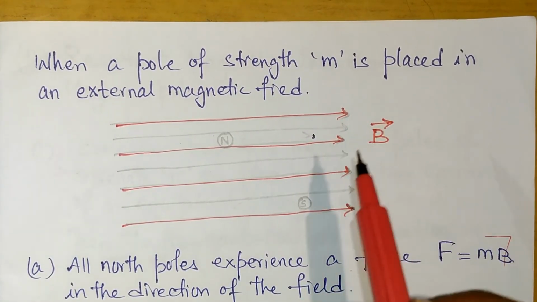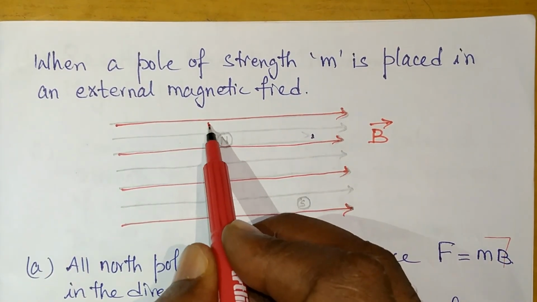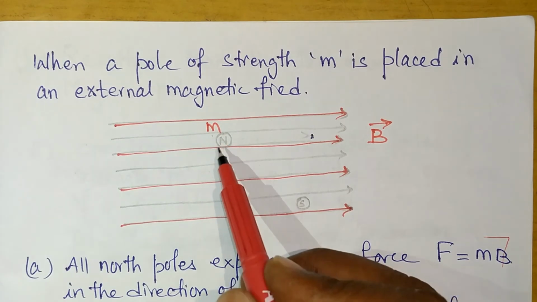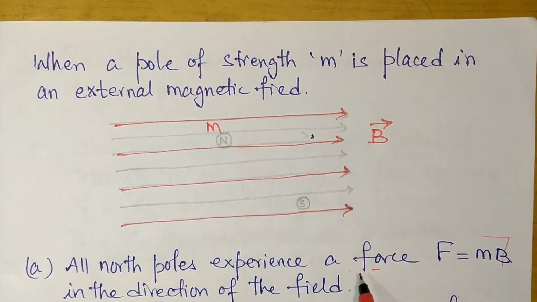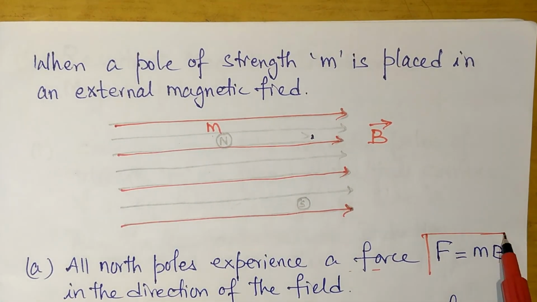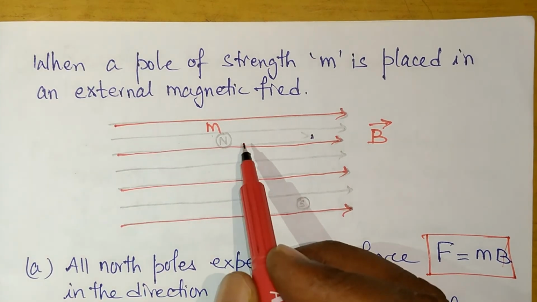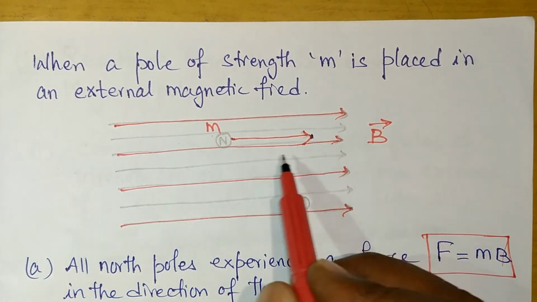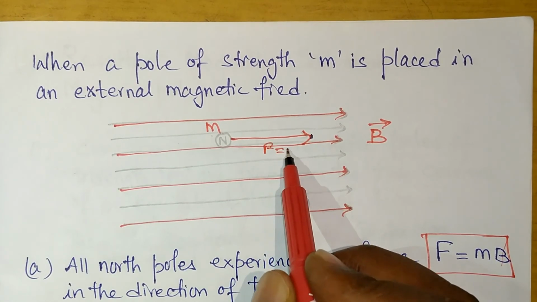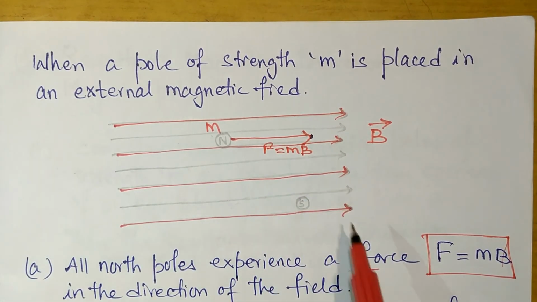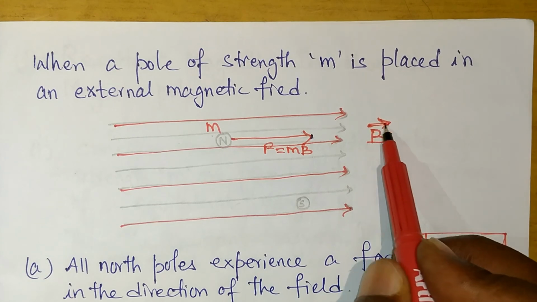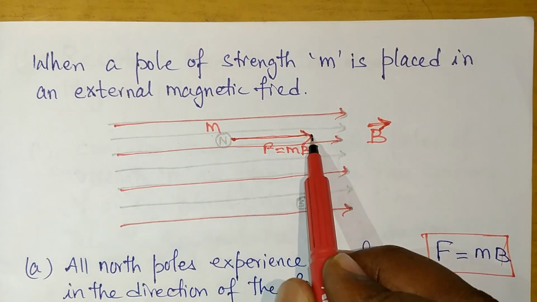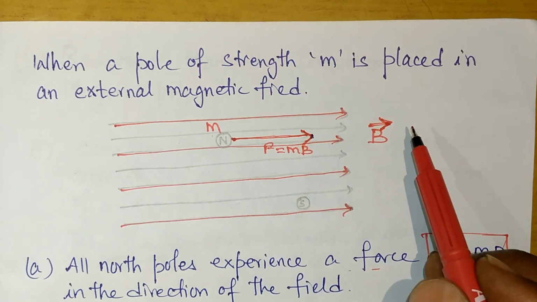B. If a pole of strength M is placed in an external magnetic field, and if this pole is a north pole, it experiences a force. How much force does it experience? F is equal to mB. This pole experiences a force F is equal to mB in the direction of the field. So the direction of the field is in this way. Therefore, the direction of magnetic induction is also in the same direction.